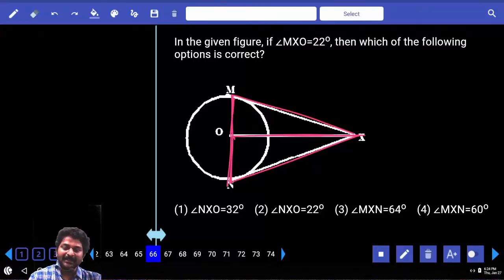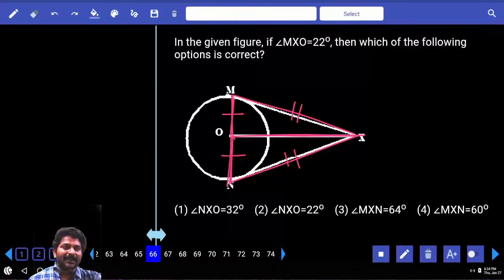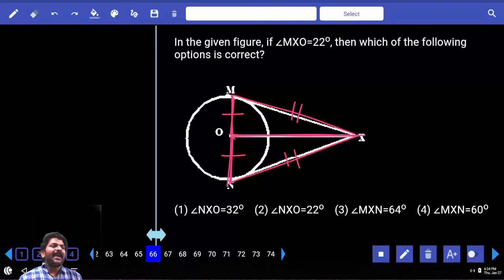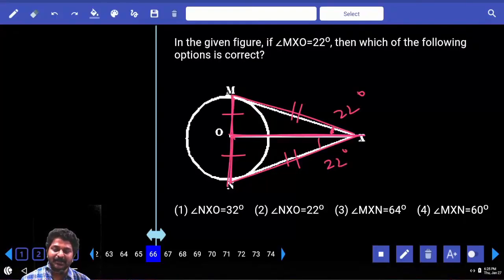That means MX, NX both are equal. OM and ON are equal. And there is a common side. That means every angle must be the same, right? Come on. Right. If the angle at MXO is 22, NXO also must be equal to 22. NXO, first option, 32. No. NXO, 22. That's the right point, right? Yes. Second option, final.